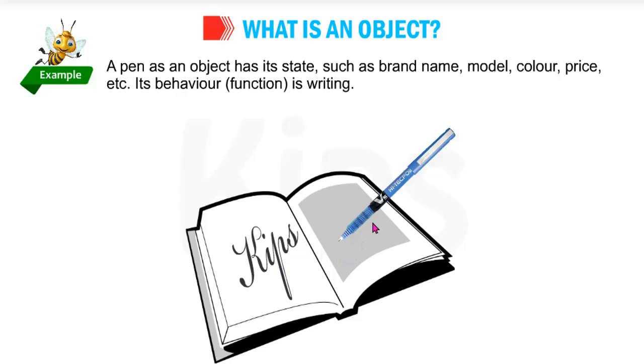We can write. So an object has two things. One is state, that means the brand name, model, color, price, etc. And there is a function for the pen. What is the function? Writing. And of course you have one more function with the pen. What is that? Fighting. Pen fight? Okay, that is another function or behavior of that object.